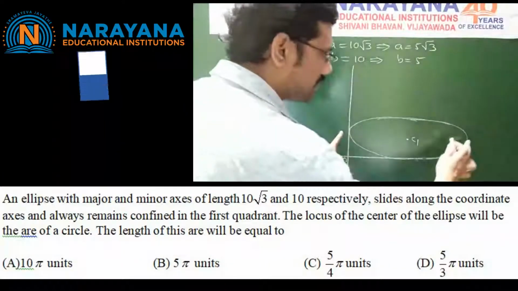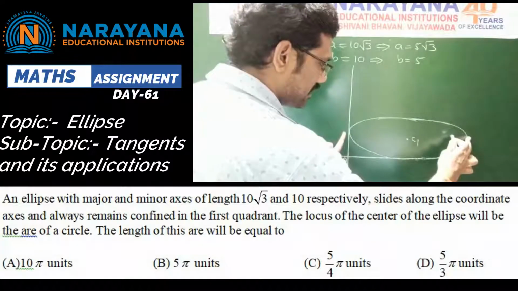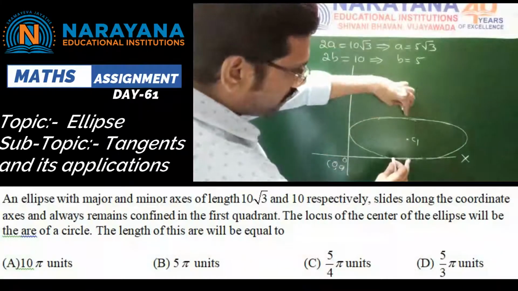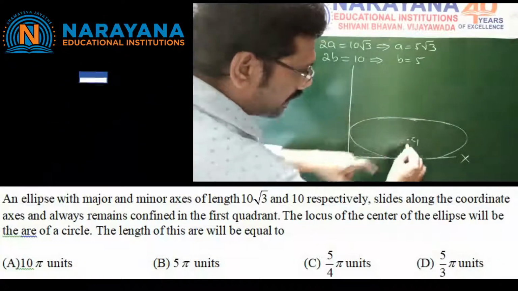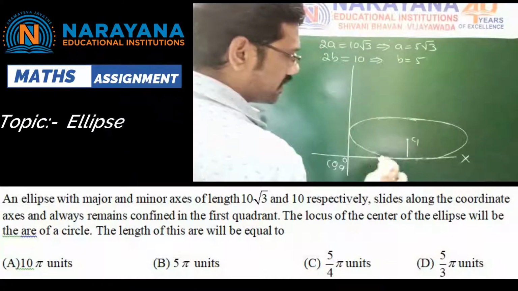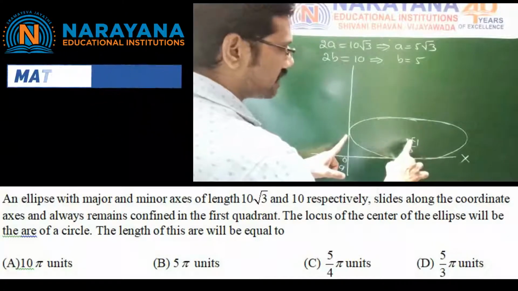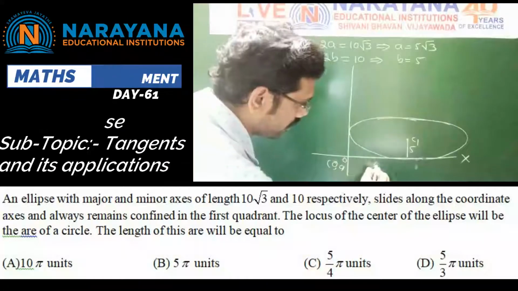This is the length of the semi-major axis. This is the length of the semi-major axis. This is the length of the semi-minor axis, that is equal to b. B is equal to 5. This is the length of the semi-major axis, equal to 5 root 3. This is also 5 root 3.